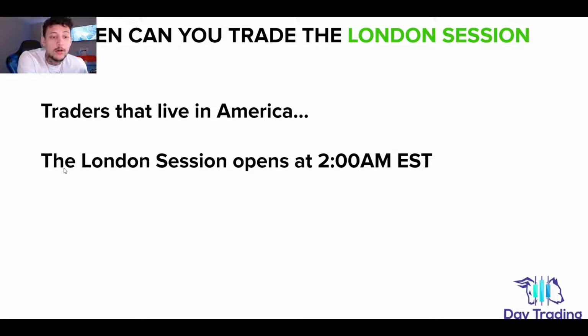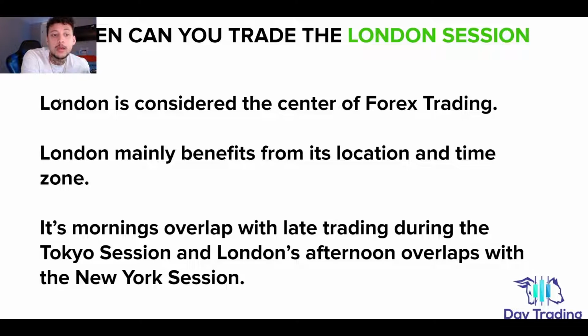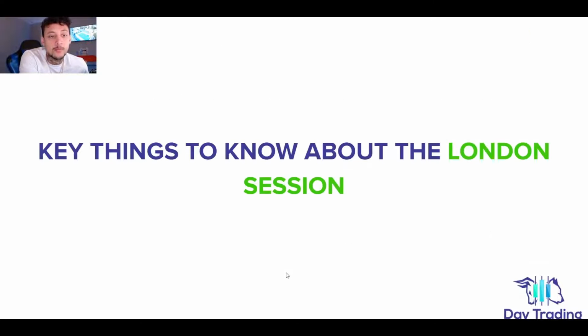For traders that live in America, the London session opens up at 2 a.m. EST. This is pre-market hours. The actual open is going to be at 3 a.m. EST. Now, London is considered the center of Forex trading. London mainly benefits from its location and time zone. Its morning overlaps with the late trading during the Tokyo session, and London's afternoon overlaps with the New York session. This is why we typically tend to trade the London session.